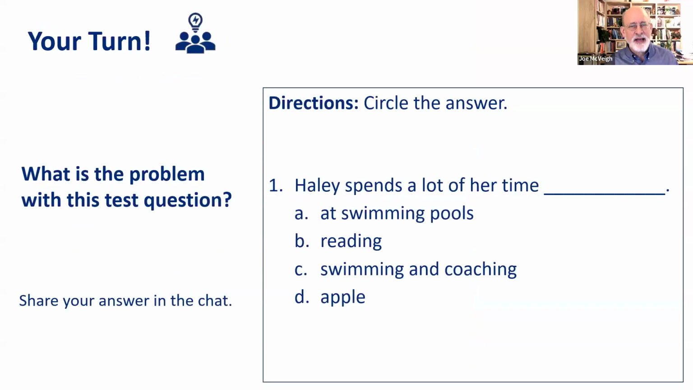Let's look at an example multiple choice question. See if you can tell us what you think is the problem with this test question. And please share your answer in the chat. So the directions say circle the answer, and the stem or the main part of the question is "Haley spends a lot of her time," and the possible answers or response options are A, at swimming pools, B, reading, C, swimming and coaching, and D, apple. So what is the problem with this test question?